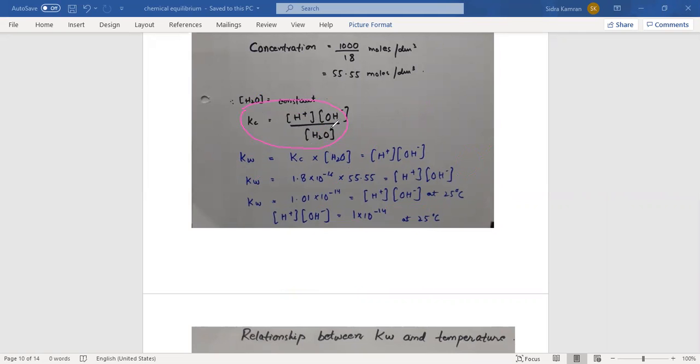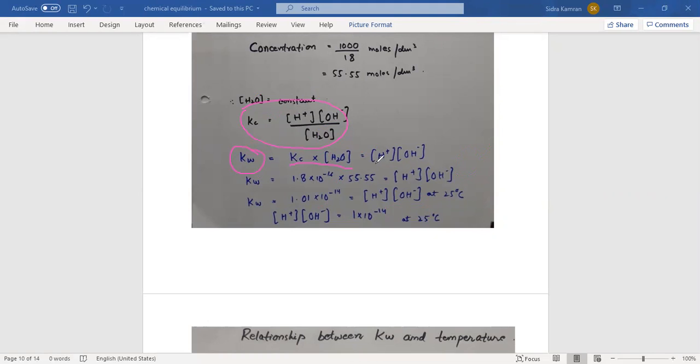The concentration of the water is in a division. On the other side of the equation, it will be in a multiplication. So here you can see Kc multiplied with the concentration of the water molecule is equal to the concentration of H positive ion and the concentration of the OH negative ion. This is the ionic product of water, or the dissociation constant of the water.